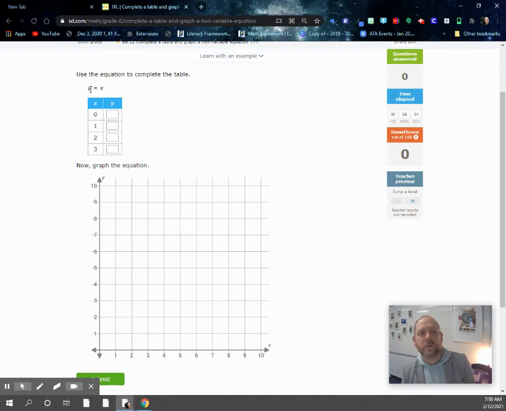So our rule is x equals y, or y equals x. In this case, our x and our y are going to be equal. So I don't really need to do anything. For the first one, the only thing that's equal to 0 is 0, right? So 0 will be our answer. Our next answer would be 1. Same thing here, this would be 2, and this one would be 3.